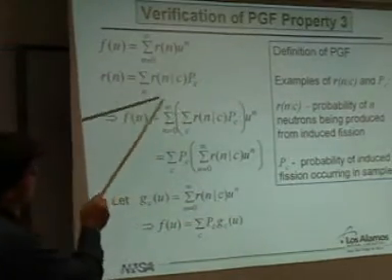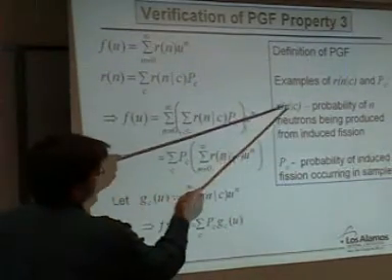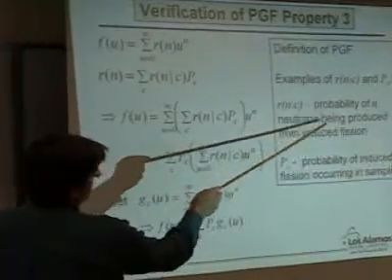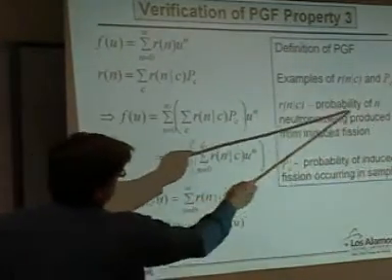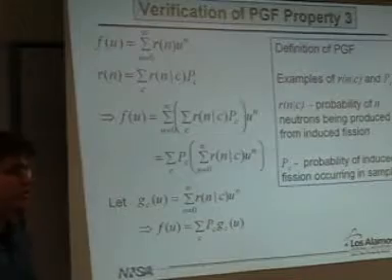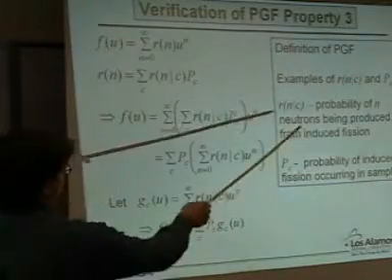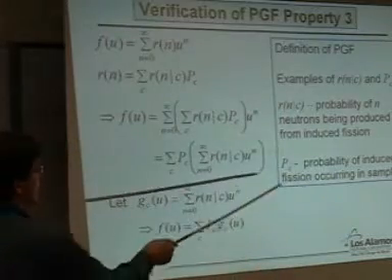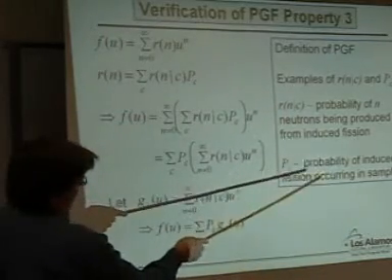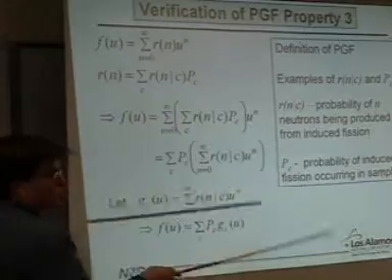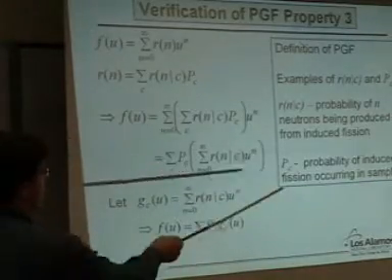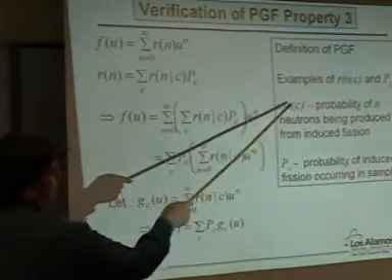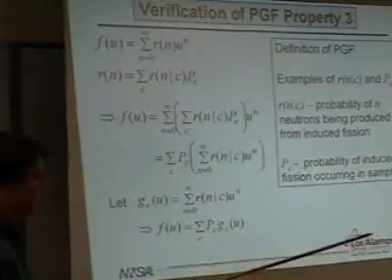What practically can we think of as this? Well, the conditional probability, for example, could be just the probability of n neutrons being produced from induced fission. Okay? If induced fission exists, then this is the probability that n neutrons will be produced. The P of C, in that case, is just the probability of induced fission occurring in the sample. So once you have an induced fission, this is the probability that n neutrons would be emitted.